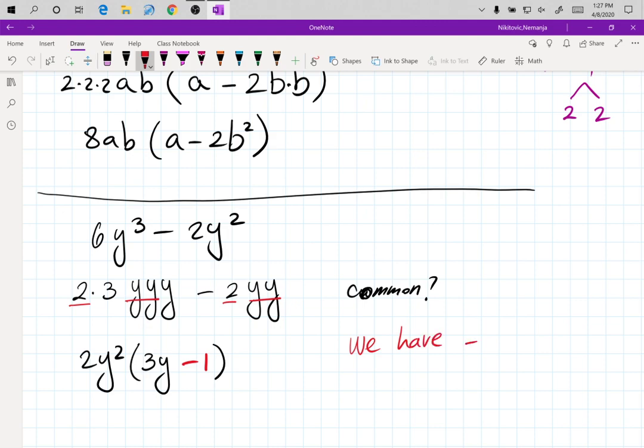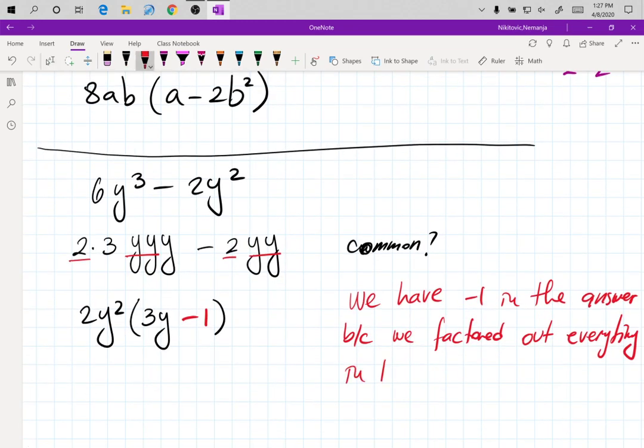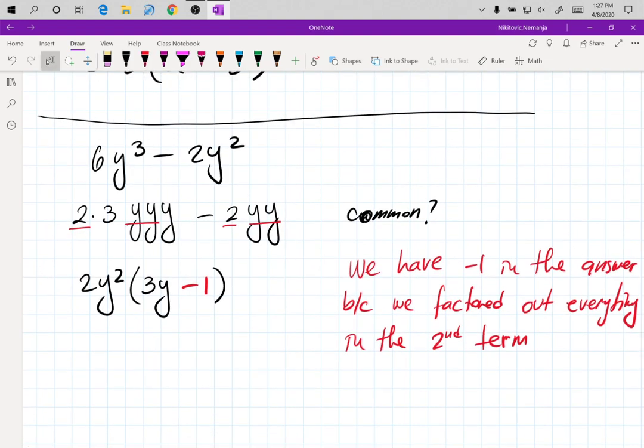So let me write it in blood. We have minus 1 in the answer because we factored out everything in the second term. We factored out everything. Now, it does make sense.